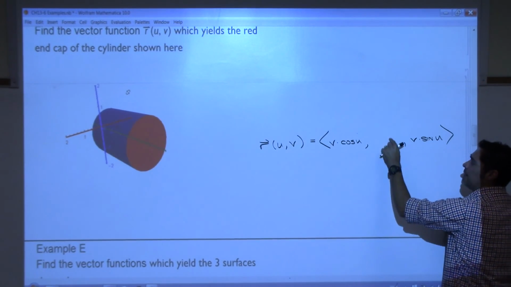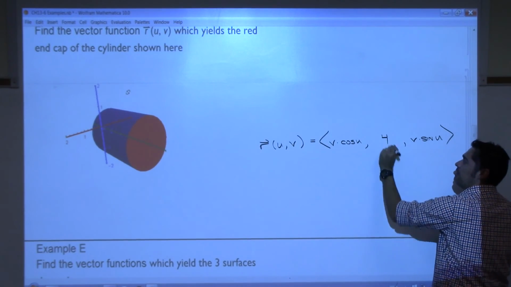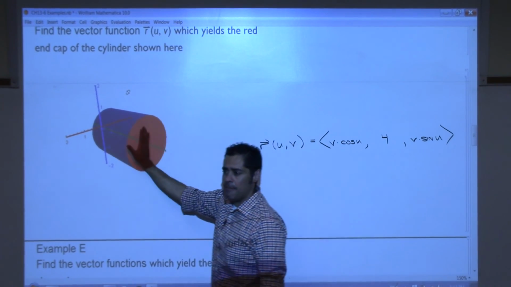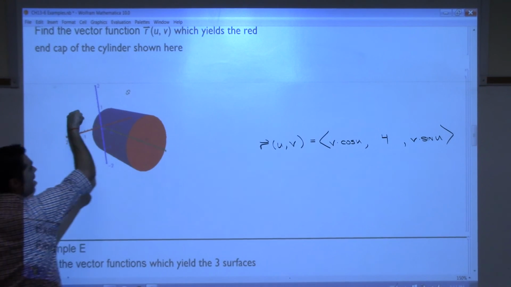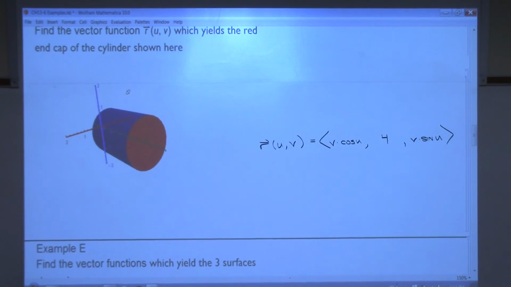Now what about the y? That's going to have to be 4, if I'm going to be this front end cap, right? What if I wanted the back end cap? It would just be a 1, right?